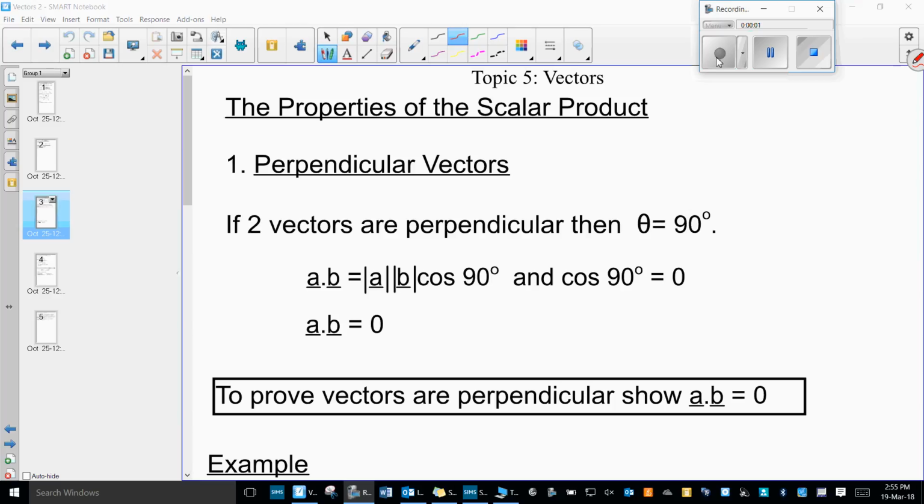These are really common questions. And to be honest, we mostly focus on perpendicular vectors. I will tell you about parallel ones, but most of the time they're perpendicular.